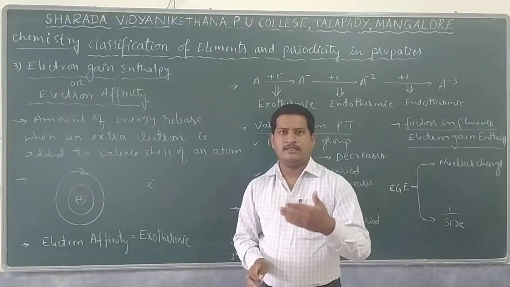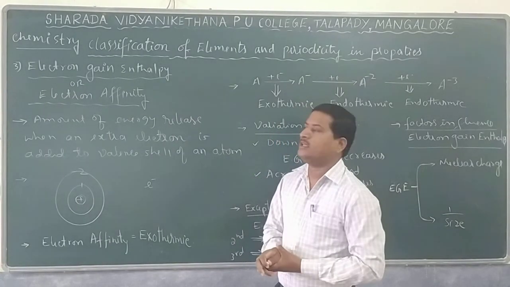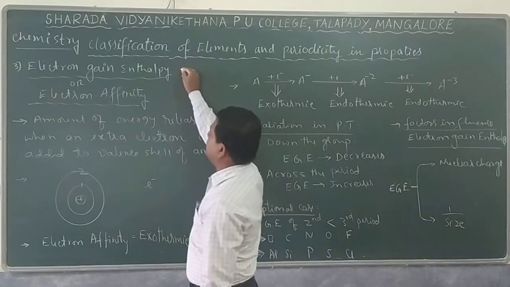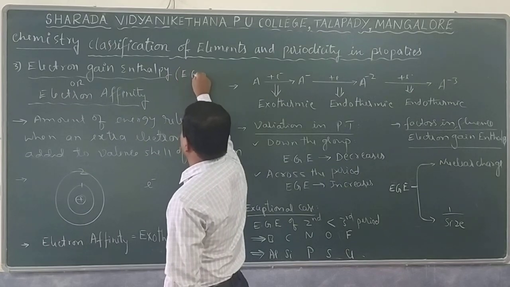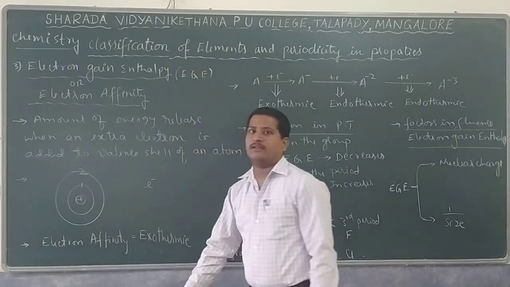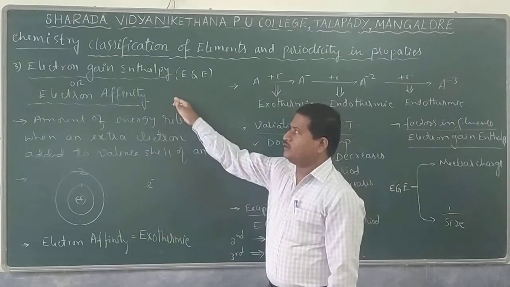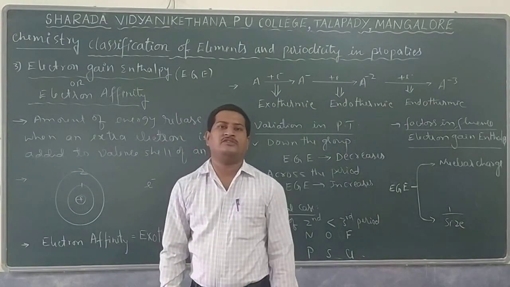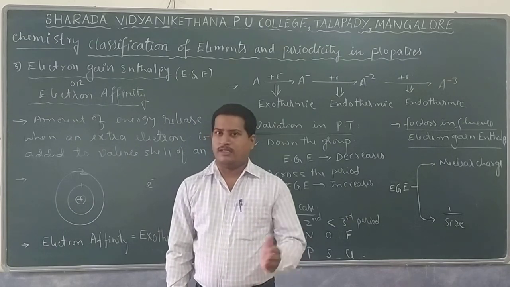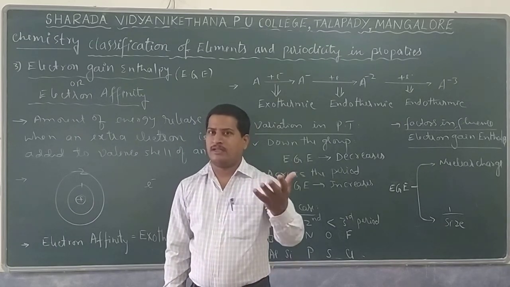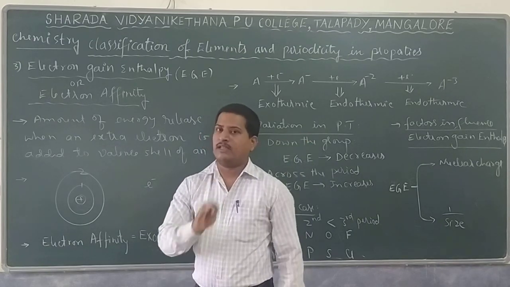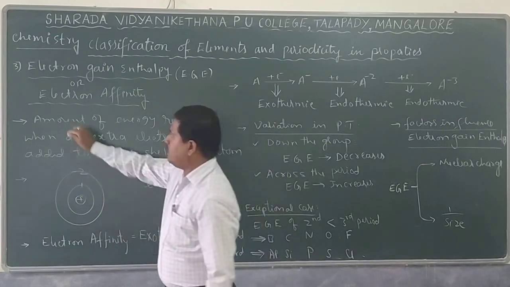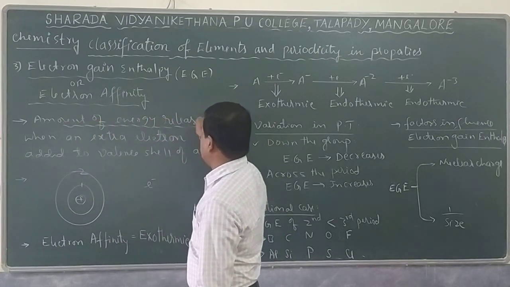So let us see the third periodic property, electron gain enthalpy or electron affinity. Simply electron gain enthalpy, EGE, for timing we will write electron gain enthalpy. The process observed in electron gain enthalpy or electron affinity is just the reverse of that observed in ionization energy. In ionization energy, energy is to be supplied to remove a valence shell electron, and the neutral atom becomes a cation. But in this case, we find a release of energy.